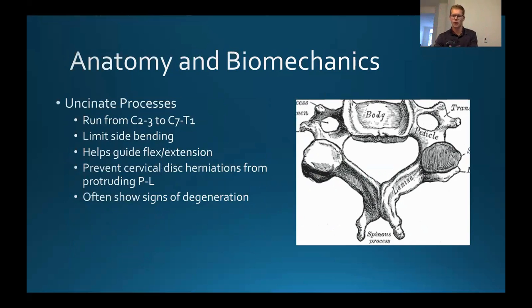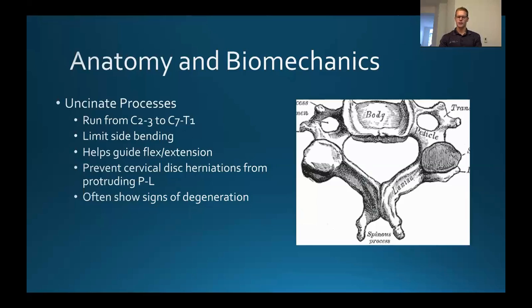Uncinate from the Latin means uncus, which is like a hook type structure, and that's why you'll see a hook on either side of the vertebral body. They're going to limit side bending, as we talked about. They really are guidelines for flexion and extension. So they help guide normal flexion and extension range of motion.